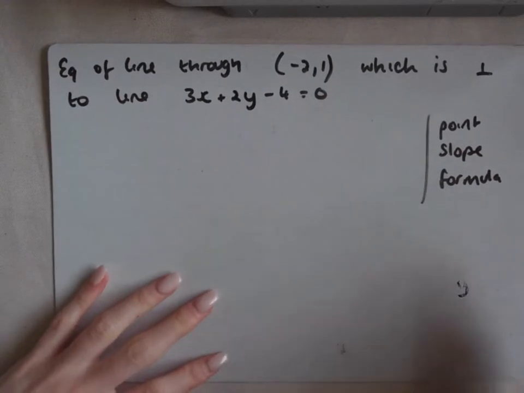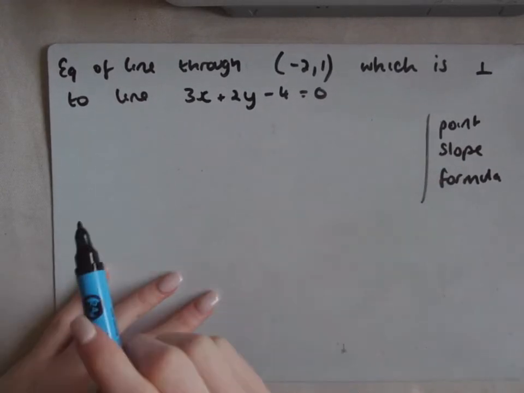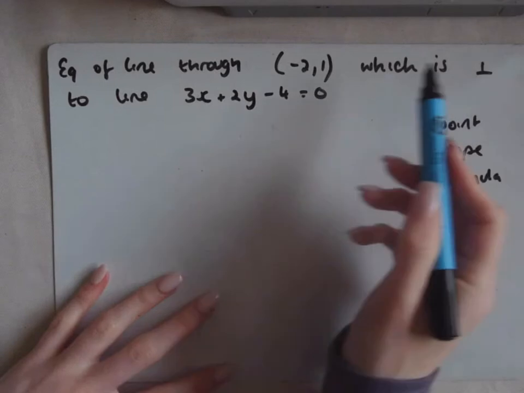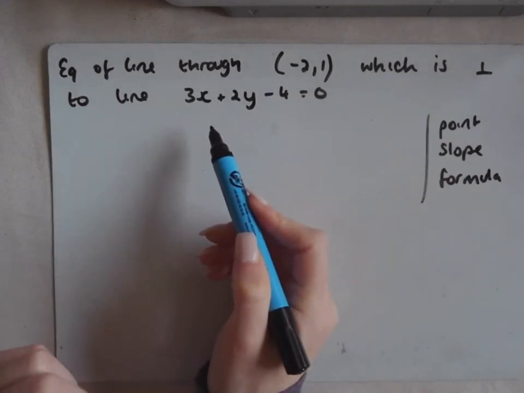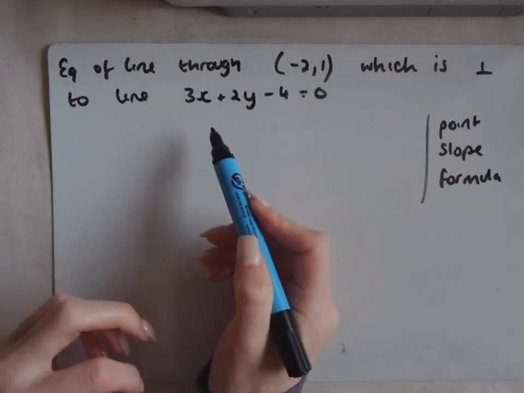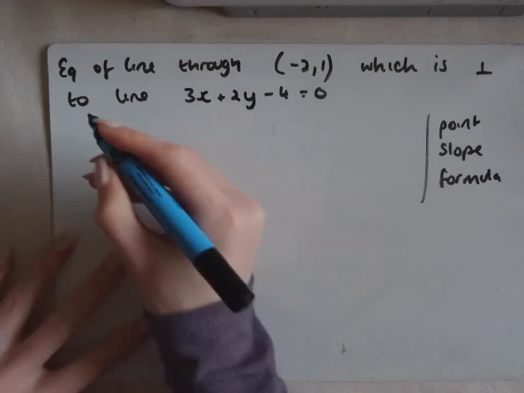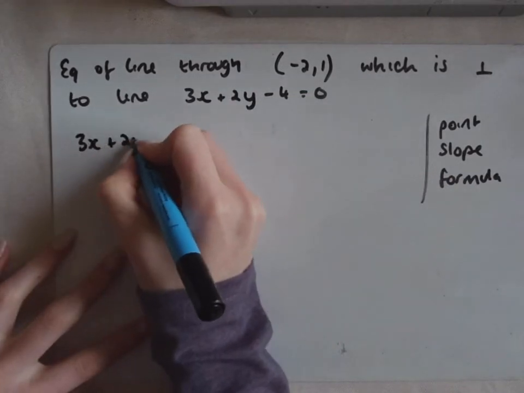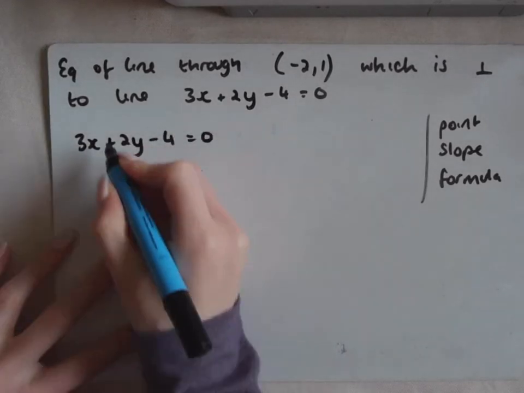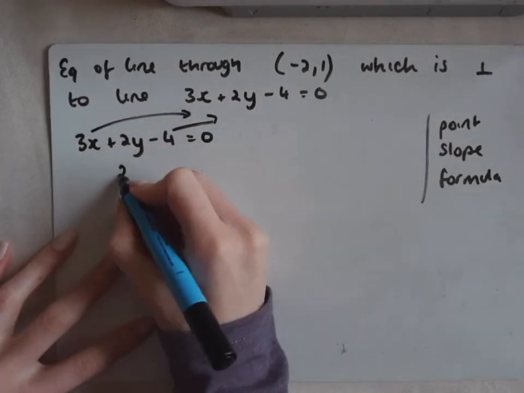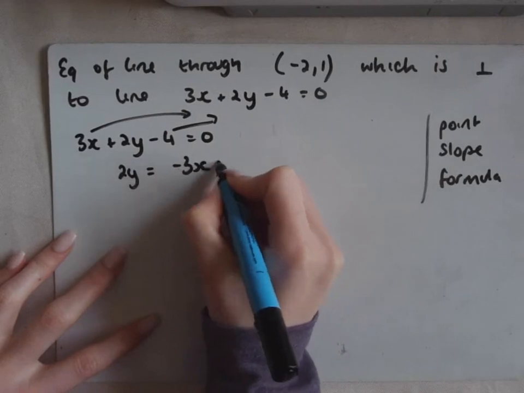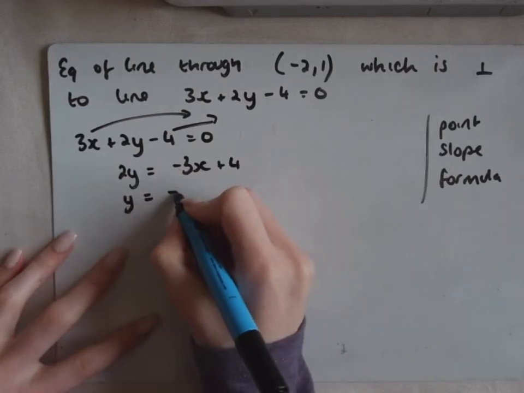The slope, however, I don't have yet. So I know I'm looking for a line that's perpendicular to this line. I know perpendicular lines have opposite slopes. So if I get the slope of this, I can get the opposite slope. So in order to get the slope of this one, I need to get y on its own. So move everything over there. 2y is minus 3x plus 4. And then I need to divide it all by 2.